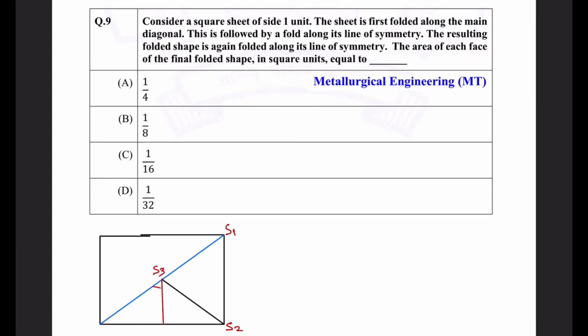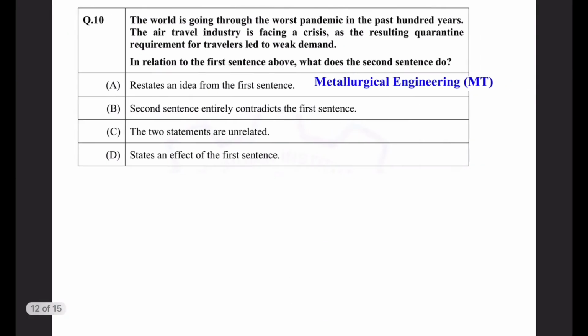So this area, if you see here, would be the area of how much? 1 by 8, because this is like 1 by 2, then 1 by 2 is divided into 2 equal parts, so 1 by 4, and again 1 by 4 is divided into 2 parts, so we would get 1 by 8. First we got 1 by 2 and 1 by 2, this was the case of S1. Then 1 by 2 is divided into 2 equal parts, so we got 1 by 4, 1 by 4 for S2, and S3 will be 1 by 8, 1 by 8.